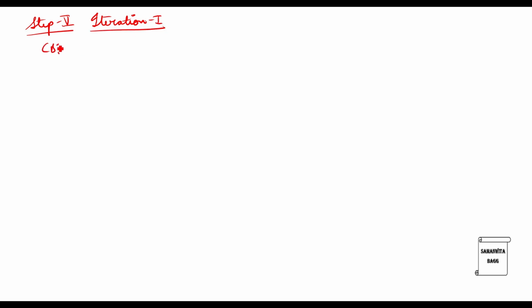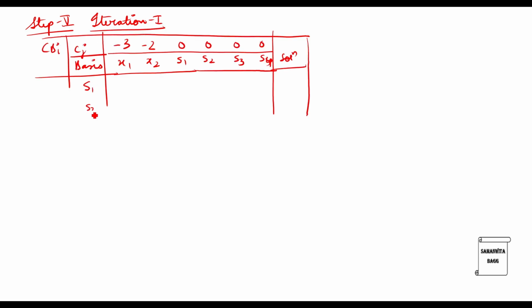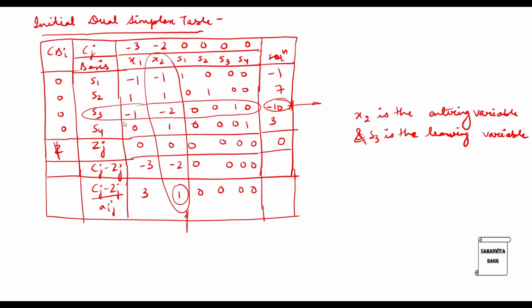Draw the table again. Here I'll write down S1, S2, X2 and S4. The coefficients of S1, S2 and S4 are 0. The coefficient of X2 is minus 2. So we will start with the key row, which is the third one.